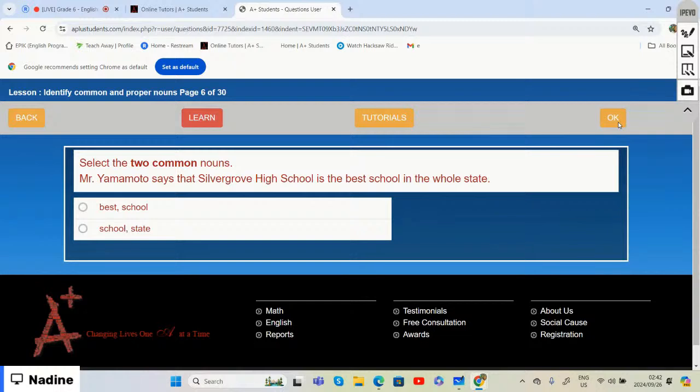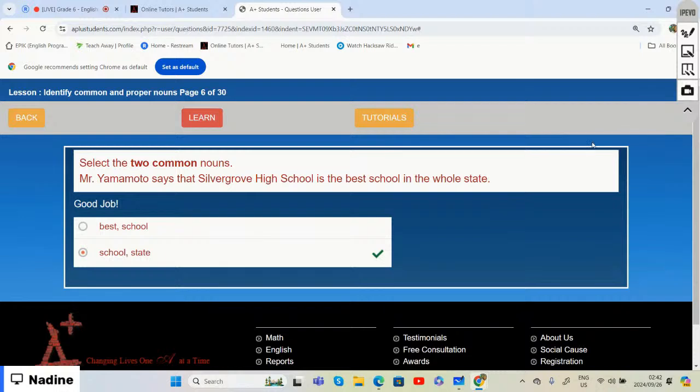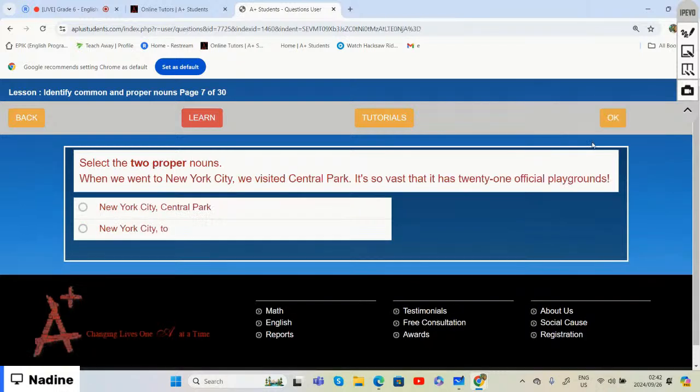So is it option one, best and school, or option two, school and state? All right, so we will choose the correct one, which will be option two, school and state. Because school, if we're just saying a general, can be any school, can be any state. So option two, right? Let's go to the next one.